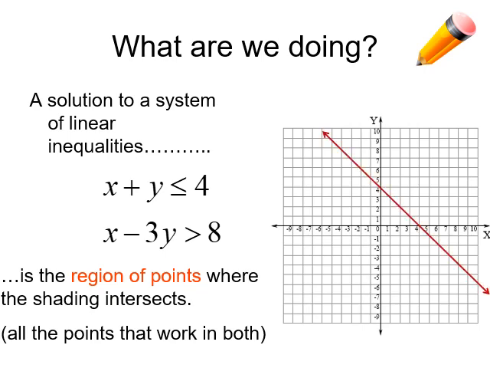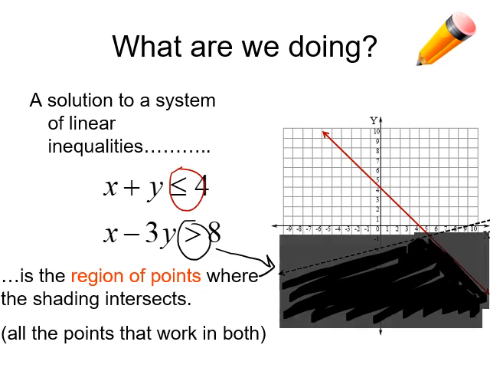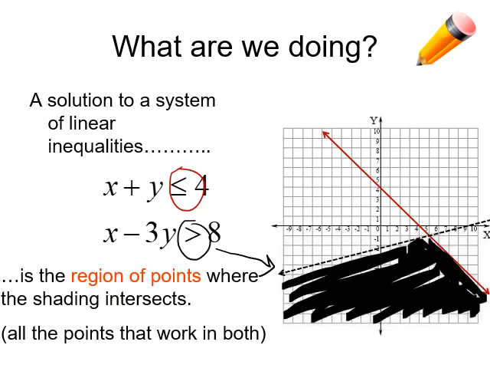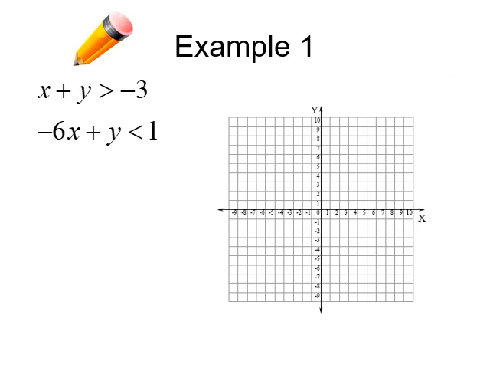So if I graph each of these lines, here's our first line. It's a solid line because it's got the less than or equal to. And our second line is strictly greater than, so that's why it is dotted on the graph. And here's my region of points that work in both. So any ordered pair in that shaded region will work in both inequalities. We're going to see how to find that region. We've got two examples. Here's my first example. I'm going to do the first example in one color, and then I'll change. And you should do the same thing.